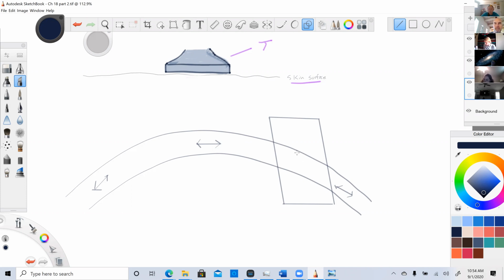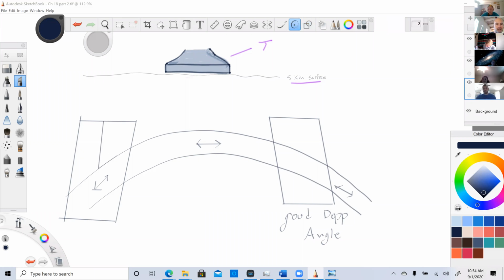This is a good Doppler angle. And if I'm over on this side, I'm going to want to steer more in this direction. If you look at there to there and then there to there, this angle here is once again a good Doppler.